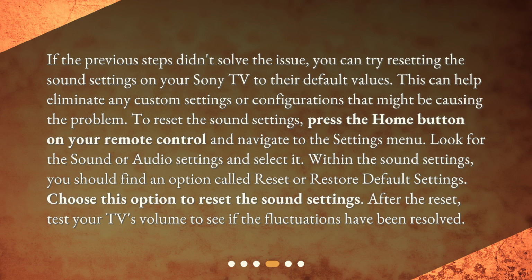To reset the sound settings, press the home button on your remote control and navigate to the settings menu. Look for the sound or audio settings and select it. Within the sound settings, you should find an option called Reset or Restore Default Settings. Choose this option to reset the sound settings. After the reset, test your TV's volume to see if the fluctuations have been resolved.